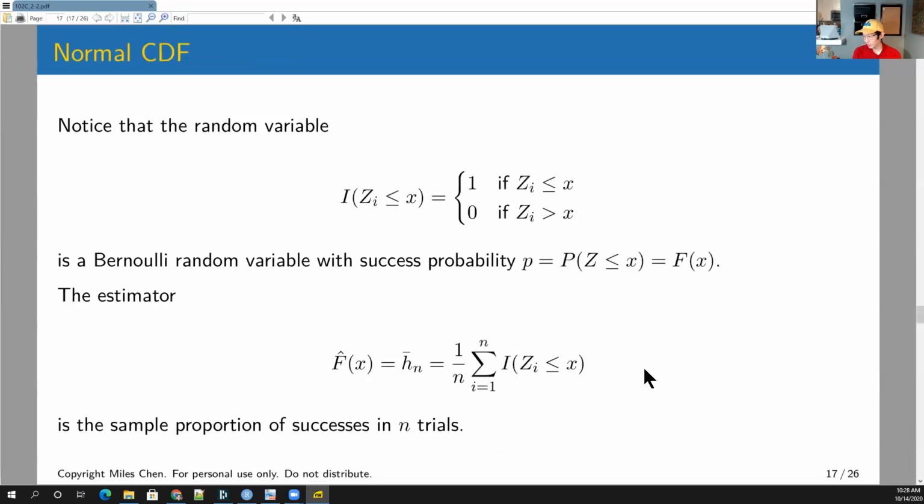And the reason why it works is that if we take a look at it, the answer to this is basically a Bernoulli random variable where p is equal to F of x. Being a 1 or 0 is a Bernoulli random variable, and the probability of success is the probability that z is less than x. And therefore, when you look at this estimator, it is just the sample proportion of successes in n trials. So if you do a million trials, h bar is just the sample proportion.